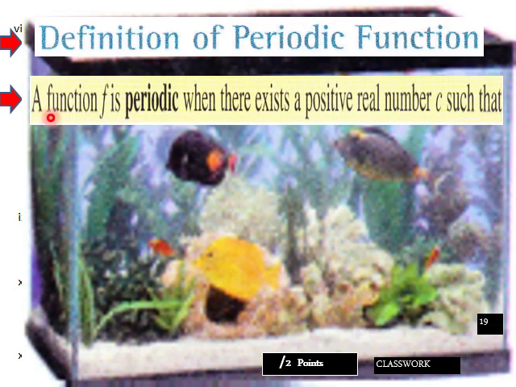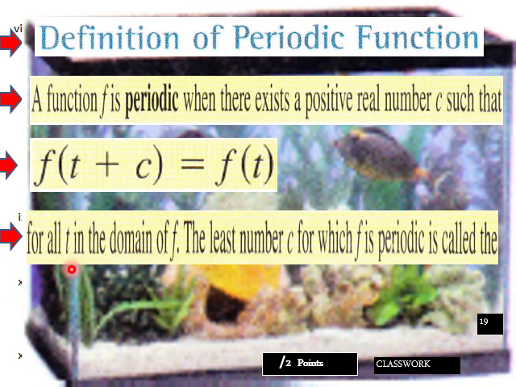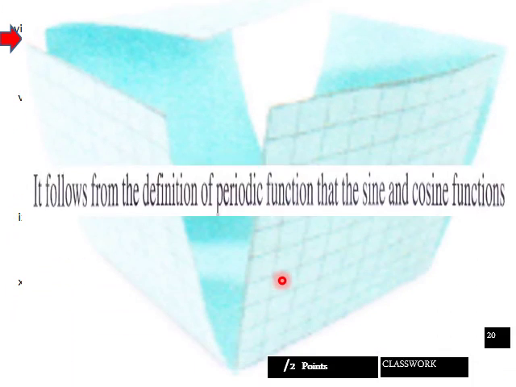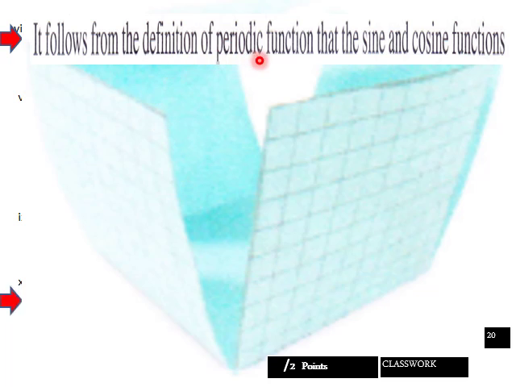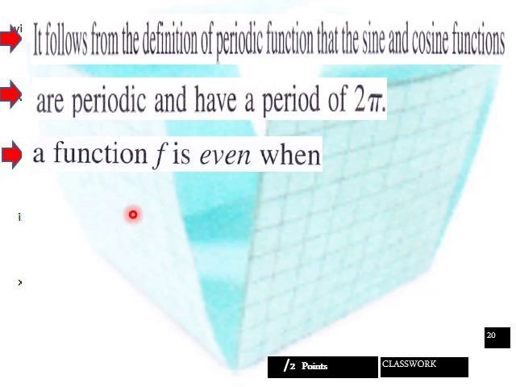Definition of a periodic function. A function f is periodic when there exists a positive real number c such that f of t plus c equals f of t for all t in the domain of f. The least number c for which f is periodic is called the period of f. It follows from the definition of a periodic function that the sine and cosine functions are periodic and have a period of 2 pi because they have one complete revolution on the unit circle.